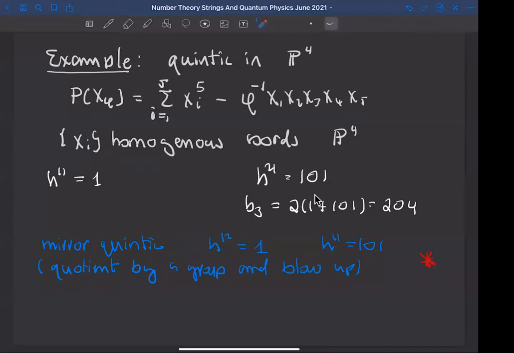But I am interested not actually in the quintic. I am interested in the mirror quintic. The mirror quintic, which you can obtain, say, by taking a quotient over an appropriate group of automorphisms and then blowing up the singularities, gives you a manifold with only one complex structure parameter and 101 Kähler parameters, right? Under mirror symmetry, these numbers get interchanged as they should. So this is one example that I'll mention.